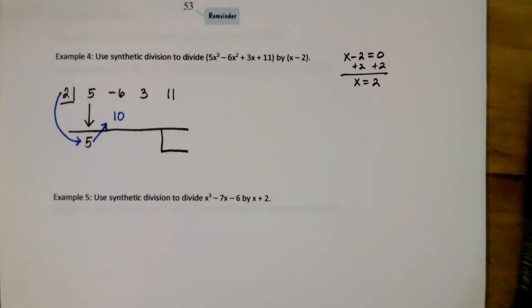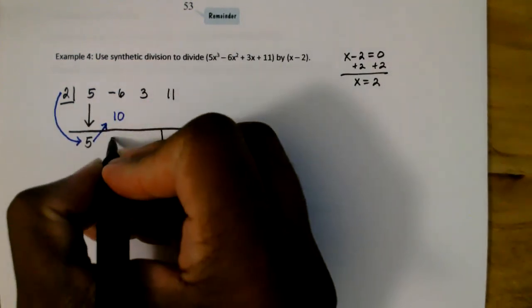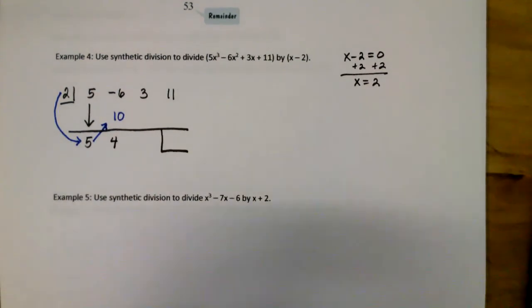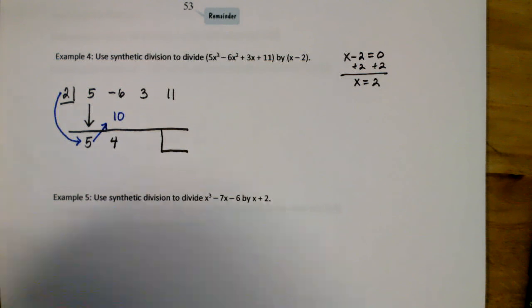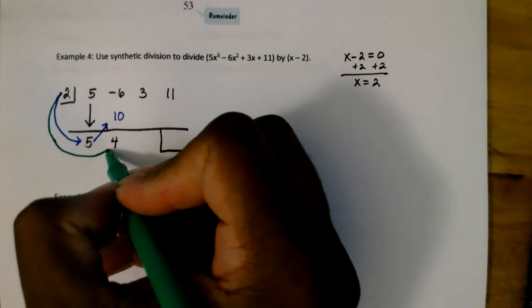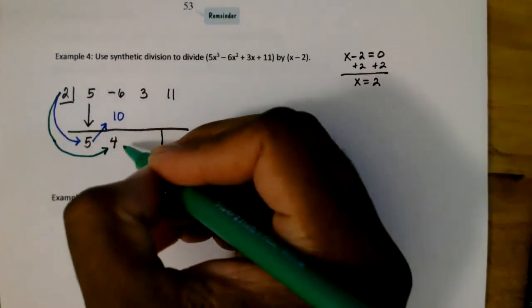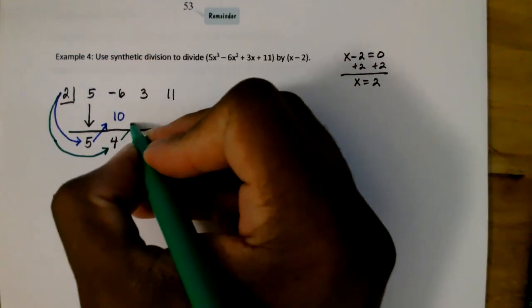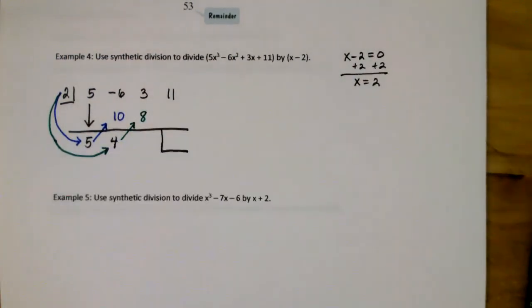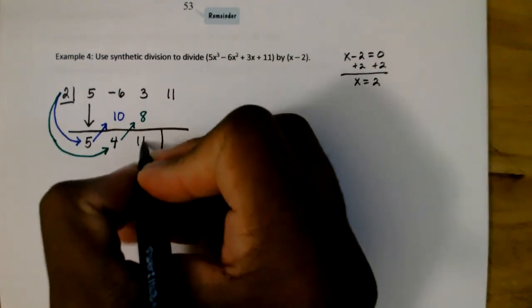And then next I'm going to add negative 6 and 10 together. You add those two. This will give me 4. And then we're going to repeat that process until all the columns are filled. So in this case here, we take the divisor of 2, multiply it by this number, the 4. So if I do 2 times that 4, I'll get 8. That 8 will go underneath the 3. And then I'm going to add 3 and 8 together to get 11.